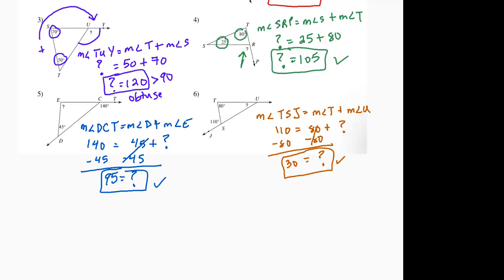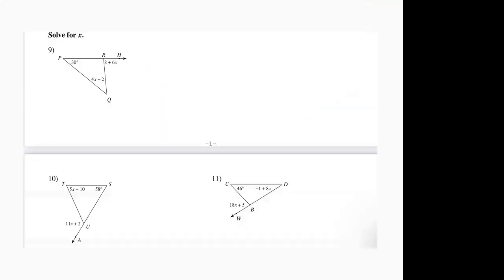And now we throw in some algebra. So you guys know this is one of my favorites when they're throwing in the whole x's and such. So we still use the same concept, right? We still use the fact that our exterior angle, so that means these two added together is going to equal this guy right here. So I'm going to do the measurement of angle QRH is equal to the measurement of angle P plus the measurement of angle Q.